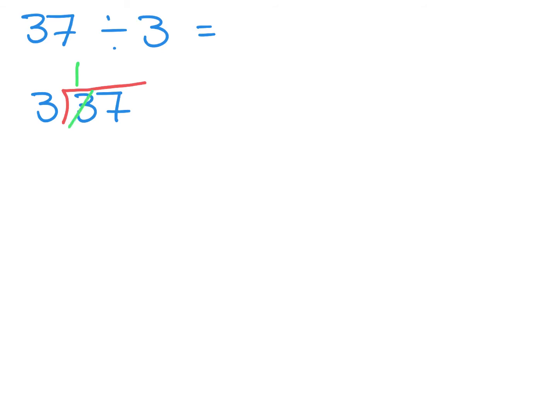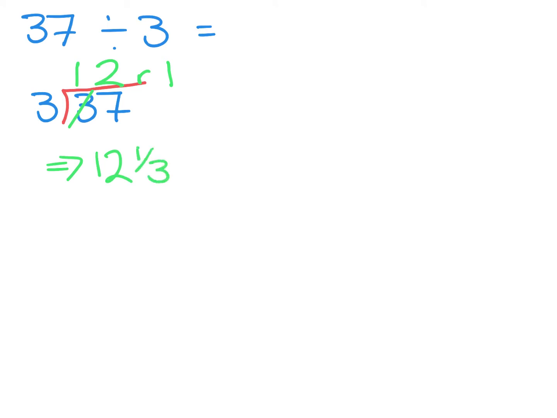So how many times does 3 go into the 3? Well, it goes in once, so we'll cross it out because we're finished with it. And how many times does 3 go into 7? Well, it goes 2 times, because 3 times 2 is 6. But I have that 1 left over. So the answer is 12 remainder 1.